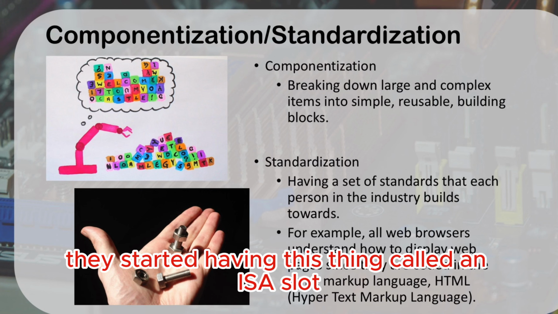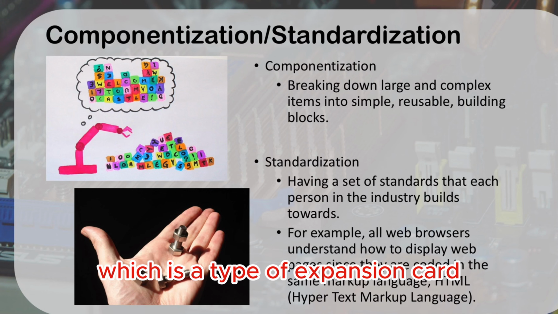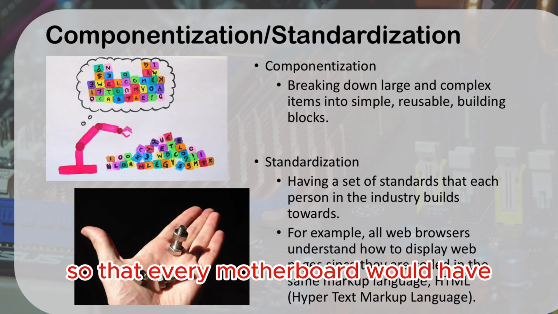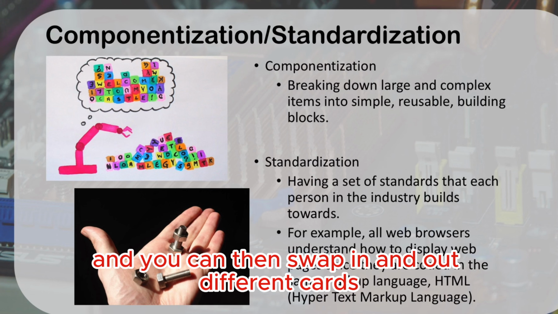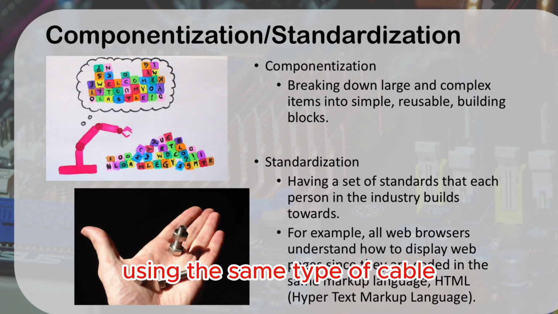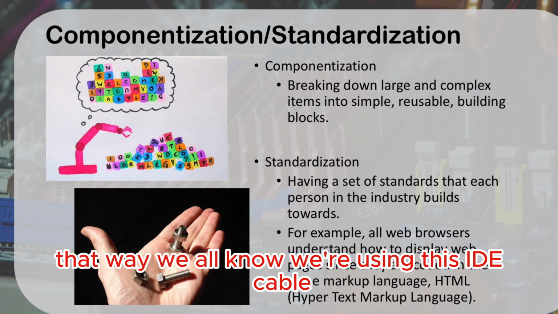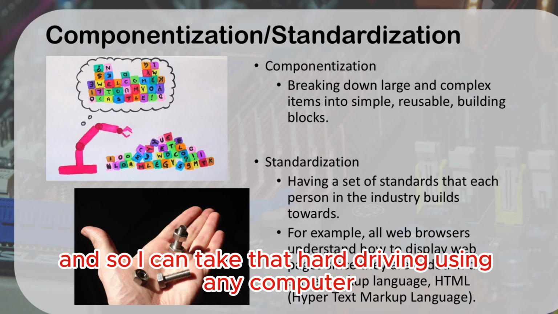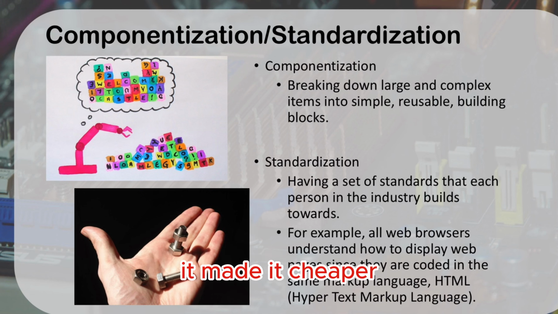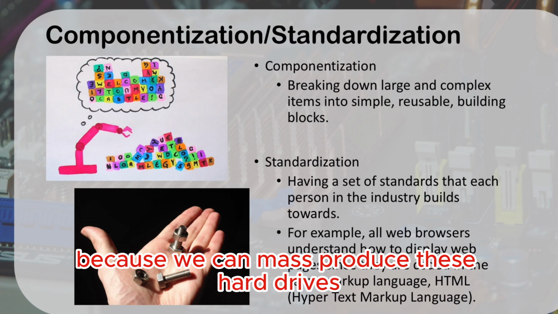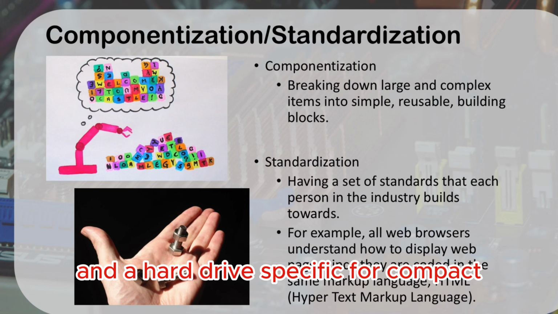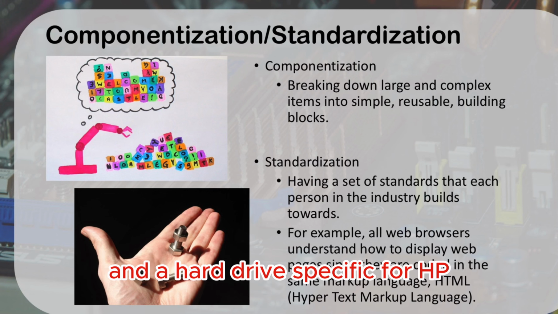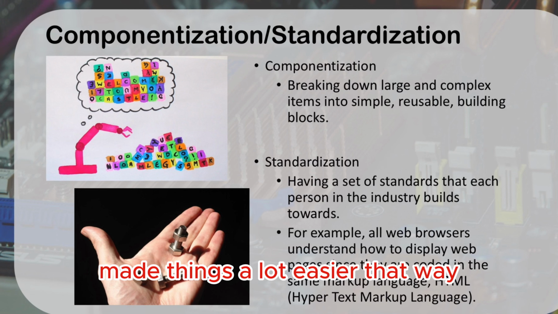For instance, they started having this thing called an ISA slot, which was a type of expansion card, so that every motherboard would have this same type of expansion card. You could then swap in and out different cards. Or we're all going to connect hard drives using the same type of cable. That way we all know we're using this IDE cable. And so I can take that hard drive and use it in any computer. It made it cheaper because we could mass produce these hard drives and not have to make a hard drive specific for IBM and a hard drive specific for Compaq and a hard drive specific for HP. It made things a lot easier that way.